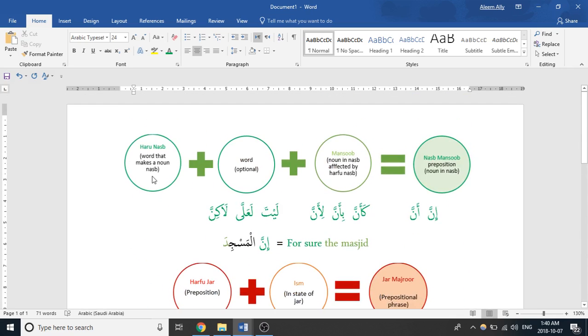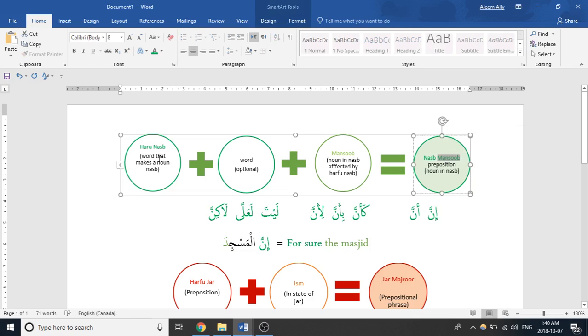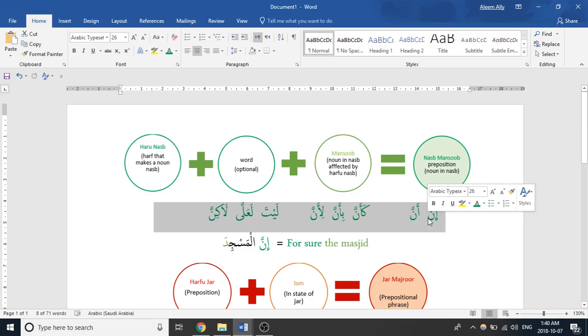So the first one is nasib mansub, and this is made up of 2 parts. So first is the harfu nasb, which is a particular, I'm not going to say word, but a particular harf that makes a noun nasb. It puts it into the state of nasb. And we said harfs are small words that have an impact on a noun. So when you see that word, and there's a particular list right over here, if you see any of these, it's going to have an effect on a noun that's coming after it.